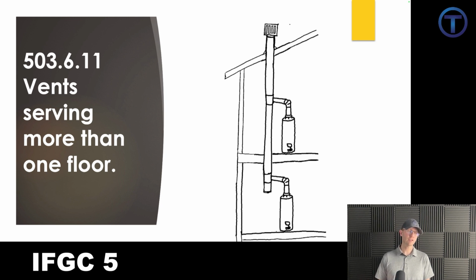503.6.11 talks about vents serving more than one floor and states that that has to be designed and engineered properly to be able to handle the exhaust from multiple appliances. For purposes of venting, spaces that are below the house, including crawl spaces, are considered another floor. So any of these draft vent appliances that are tied together and running out one exhaust vent have to meet those design requirements.